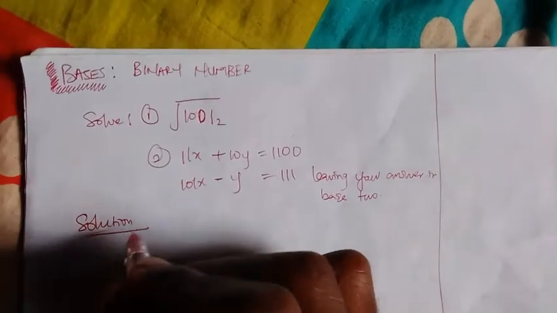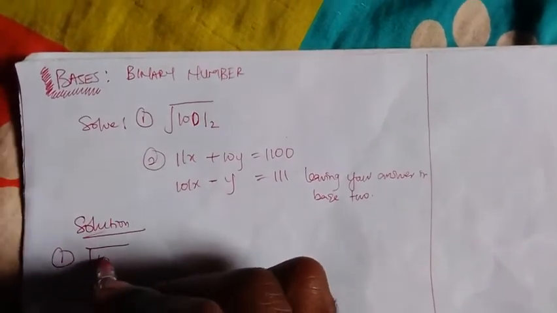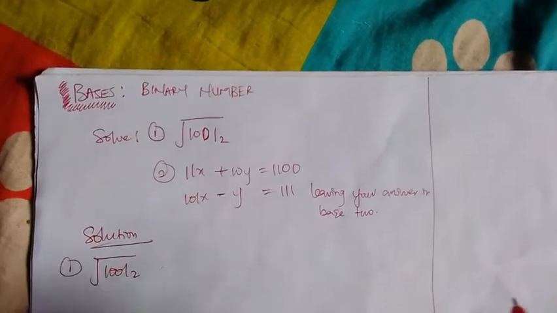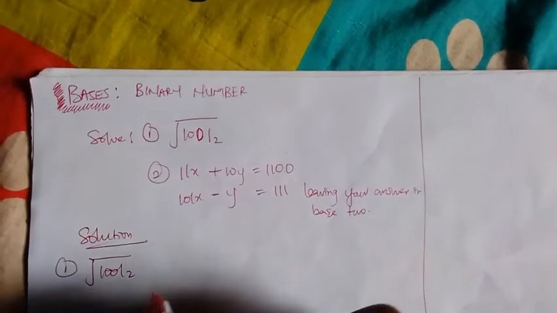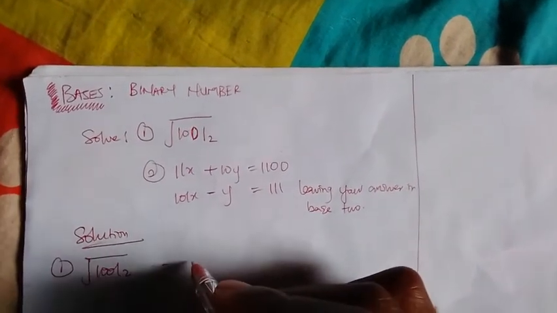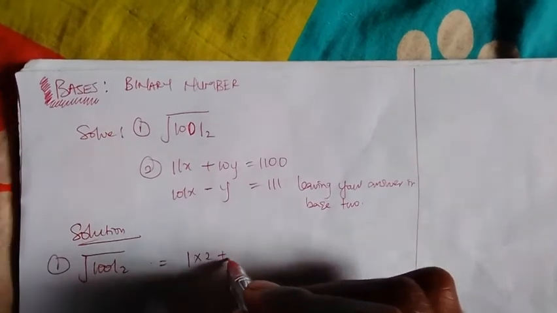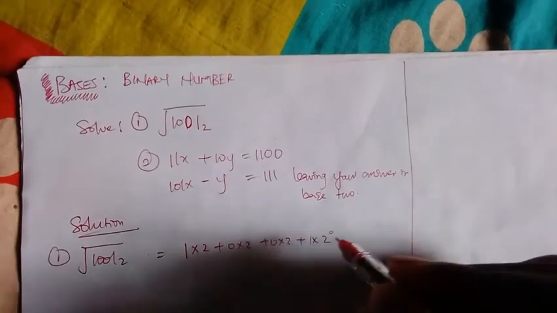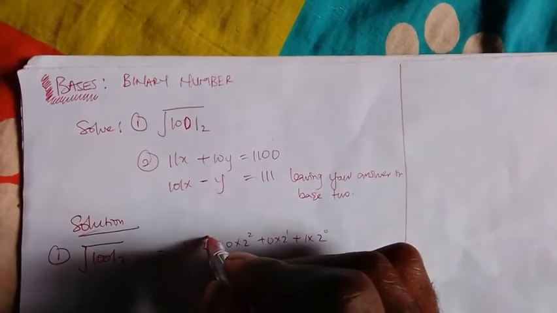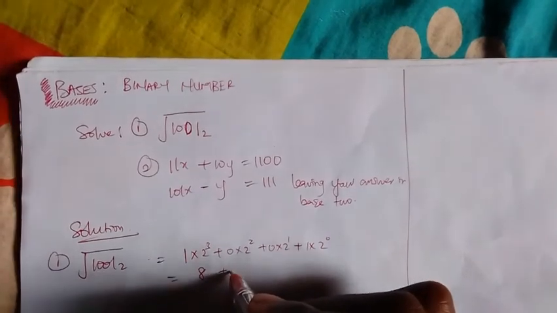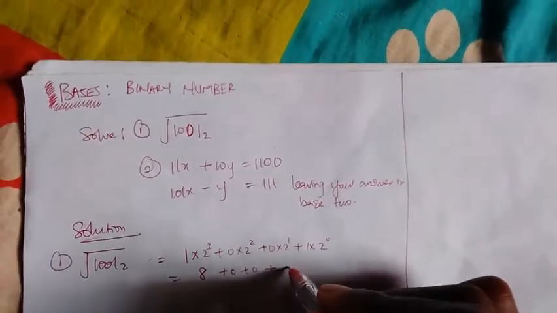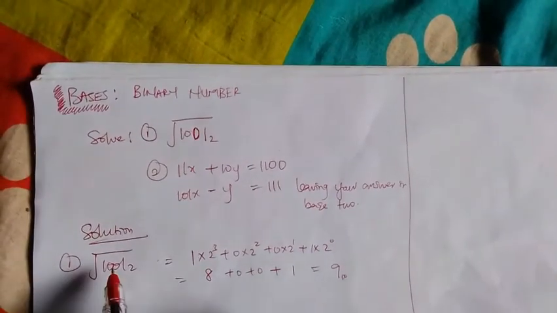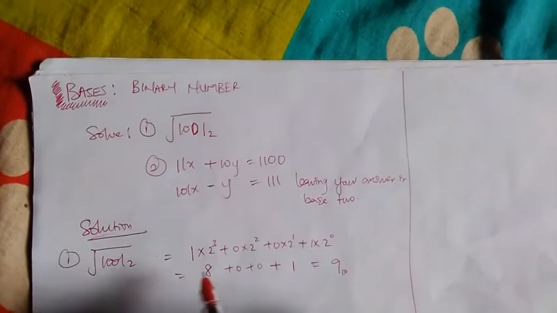Solution. For the first one, we have the square root of 1001 base 2. Now, to solve this using binary numbers, leaving your answer in base 2, the first thing to do is convert it to base 10. On converting to base 10, it becomes 1 times 2^3 plus 0 times 2^2 plus 0 times 2^1 plus 1 times 2^0. So we have 8 plus 0 plus 0 plus 1, and my answer here becomes 9 base 10.